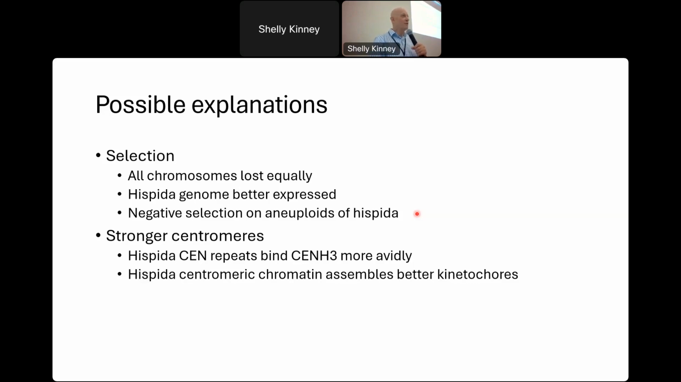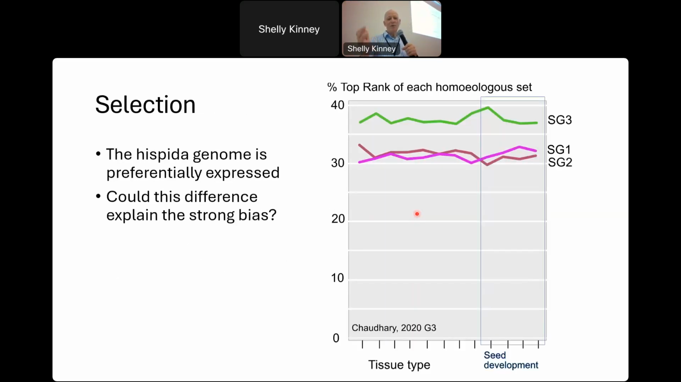So what's the evidence for this? I don't have a conclusive answer, but we have some interesting observations. First of all, it is true that the Hispida genome is slightly better expressed. This is in one of the original genome papers published. They take all 3 homeologs for every gene and rank them, and this shows the ranking. And 38% of the time, on average, the Hispida homolog is expressed better than the other 2. But it's not a huge difference.